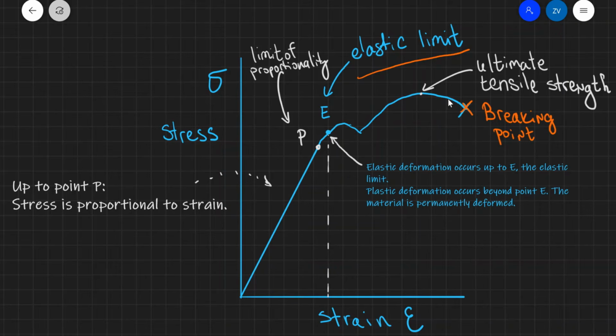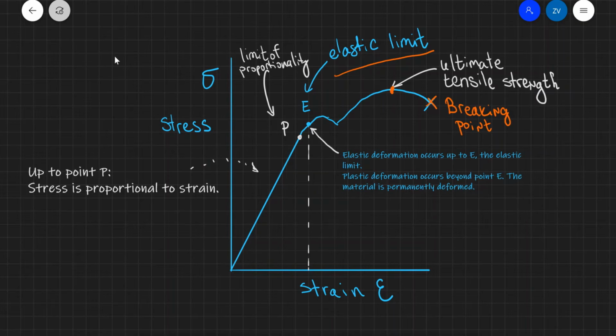The highest amount of stress that a material can withstand is known as the ultimate tensile strength, and this is this point over here. This is our ultimate tensile strength, and eventually if we keep going, we're going to reach the breaking point of the material. So this over here is the stress against strain graph for a ductile material.